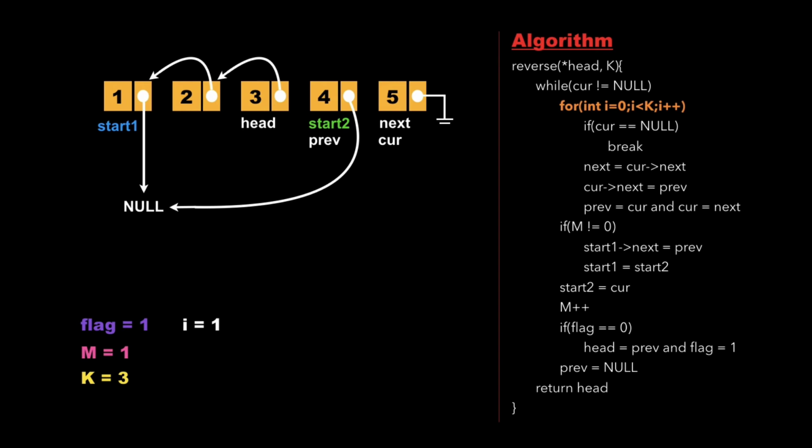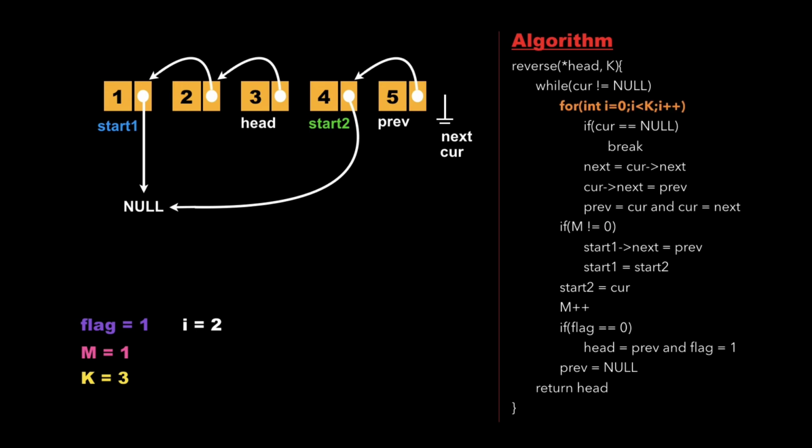Now the value of I is 1. Again we check whether current is equal to null, which is false. So we update next as current of next. We point current of next to the previous node, and then we update the value of previous as current and current as next.